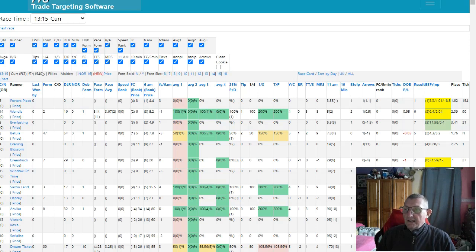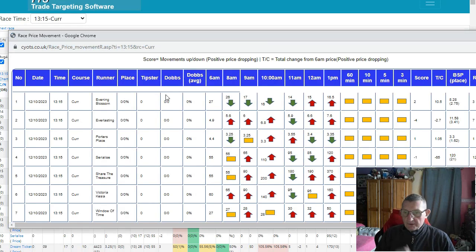Okay, so if you don't know TTS, TTS is a piece of software that has been created to find selections that you can back, place, trade, and even lay. There are options for doing that as well. It basically gives you loads of statistics on the screen at one time so you can look at a race. But recently I've added what we call the price charts, and if we click on here, you can see that we get all these price charts.